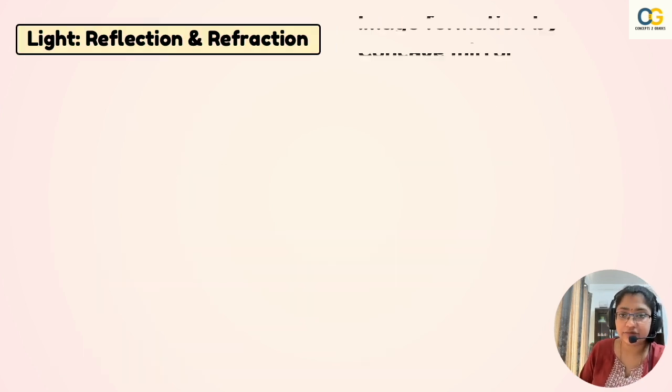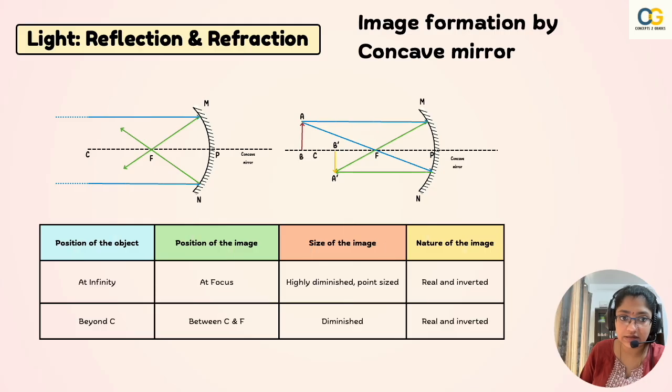Now coming to image formation by concave mirror. Here there are 6 cases, so we will look one by one. So first, if my object is at infinity, the image will again be formed at focus, but since it is formed this side of the mirror, it is real and inverted and it is highly diminished or point sized. Now if I move the object to beyond C, that is I bring it closer to the mirror, then the image will be formed between C and F. It is diminished and it is real and inverted. You can see the image going below.